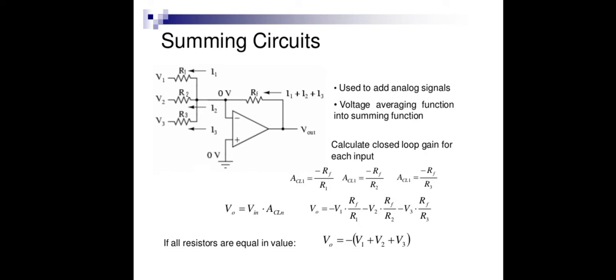Now we will ask some questions. The input voltages V1, V2 and V3 are given, and find the output voltage of the summing circuit using this formula.